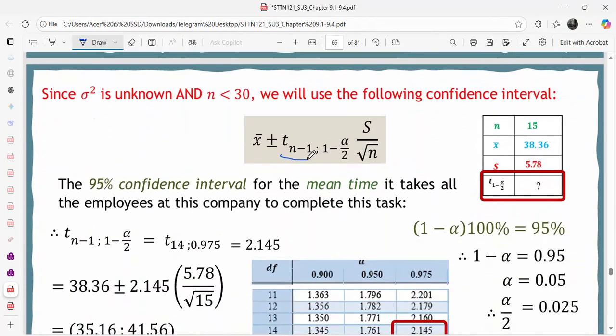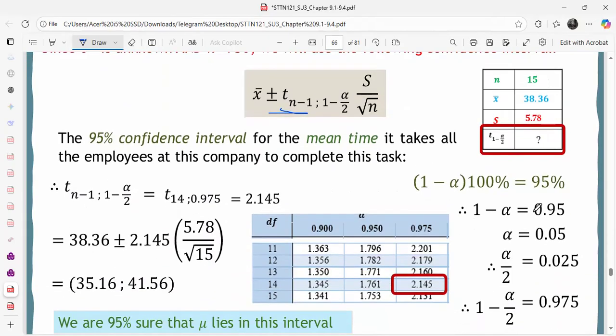This T n minus 1 is the one for degrees of freedom: n minus 1, and 1 minus alpha divided by 2. So if they said 95%, you can also use this method here. Or you can say 1 minus 0.95 divided by 2, which gives you 0.025. And then 1 minus 0.025 gives you 0.975.